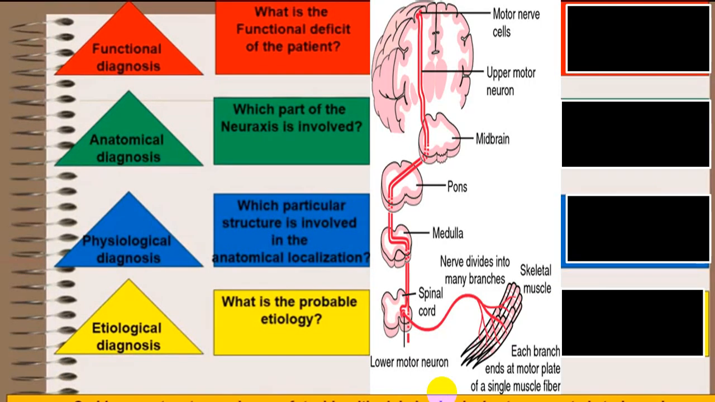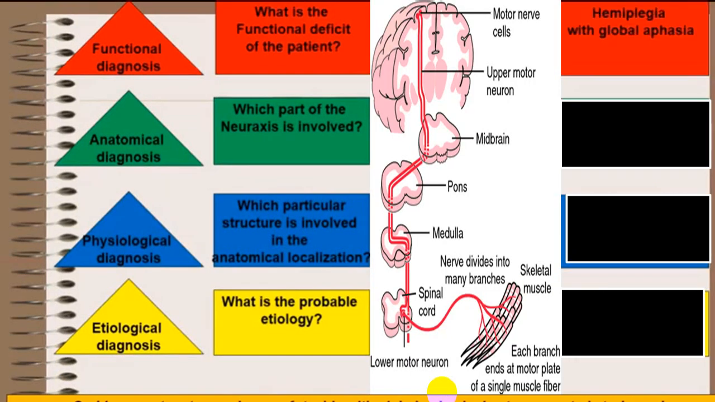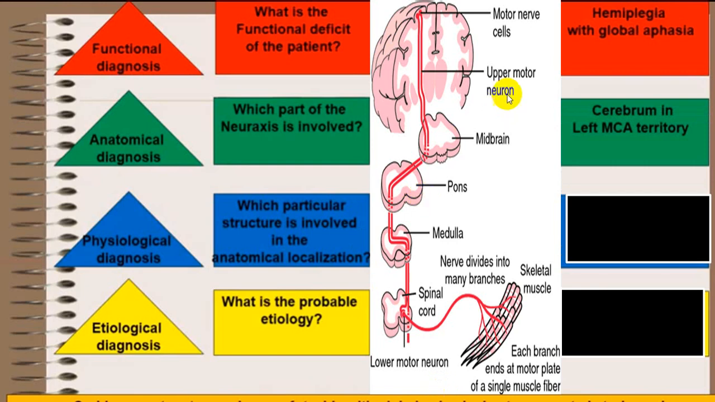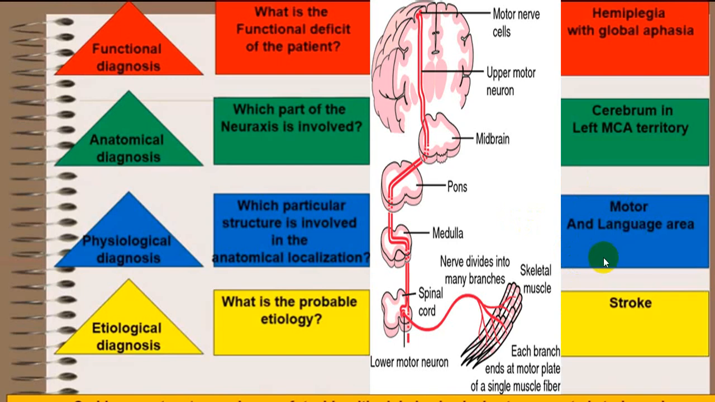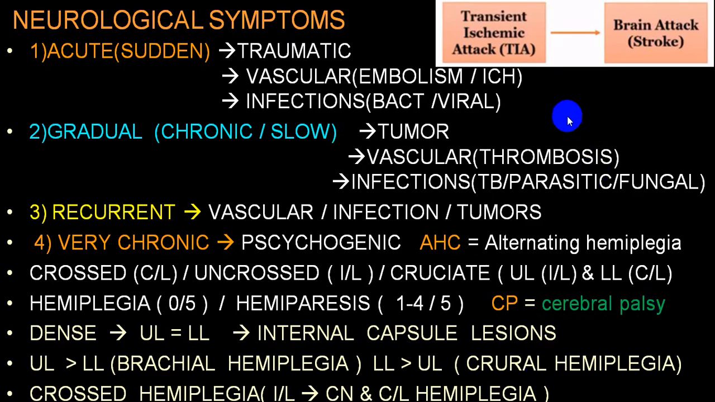So here, sudden onset of motor weakness on right side with global aphasia due to suspected stroke. So here you can see hemiplegia with global aphasia, cerebrum and left middle cerebral artery territory, motor and language area is being affected. And being a vascular etiology, we will put the diagnosis of stroke. So you have to establish that.